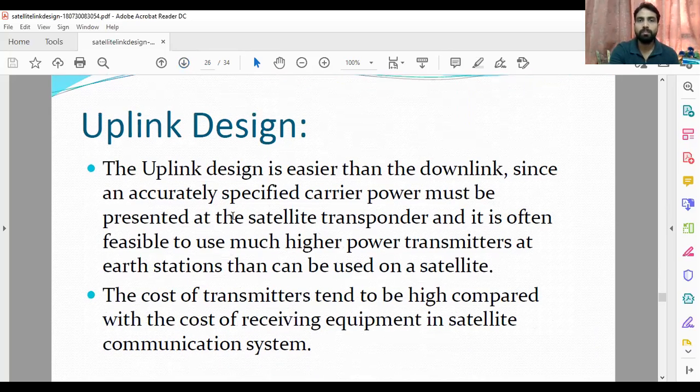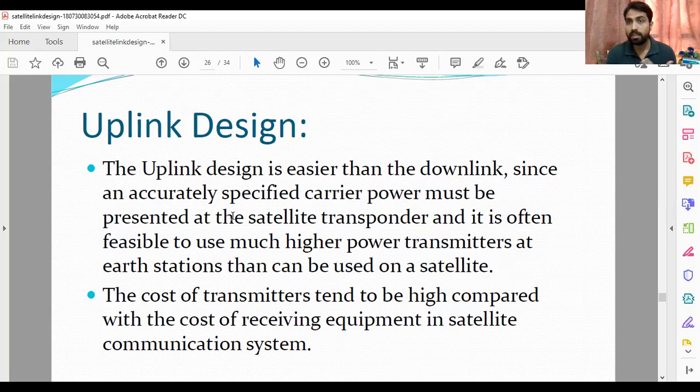So now coming to the same one. As we talked about the downlink design, we should have the uplink design. The uplink design is easier than the downlink since an accurately specified carrier power must be presented at a satellite transponder, and it is often feasible to use much higher power transmitters at earth stations. Right. So the first important part: if we are talking about the downlink design and the uplink design, what specification do we have to carry forward? We have to think about that during the course of the uplink design and the downlink design.